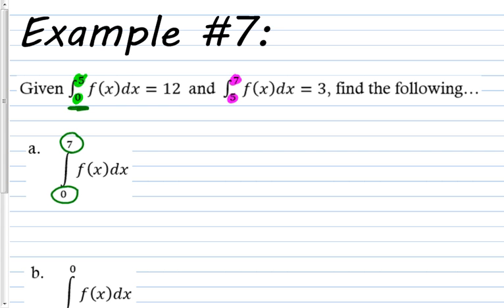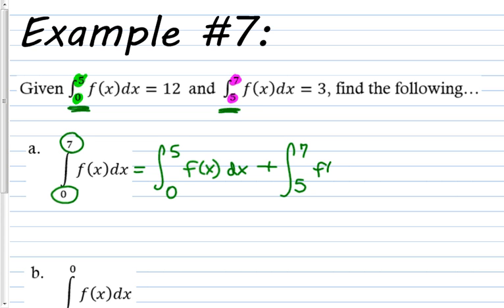For the first one, they're telling me from 0 all the way to 7. They did not supply me with anything that goes from 0 all the way to 7. But they did give me from 0 to 5 and then 5 to 7. So I can add them up to get my answer. Basically, this integral can be made up of the integral from 0 to 5 of f of x dx plus the integral from 5 to 7 of f of x dx, because it's covering from 0 all the way to 7. To find my answer, the first one is 12, and the second one, according to the given information, is 3, so 15.